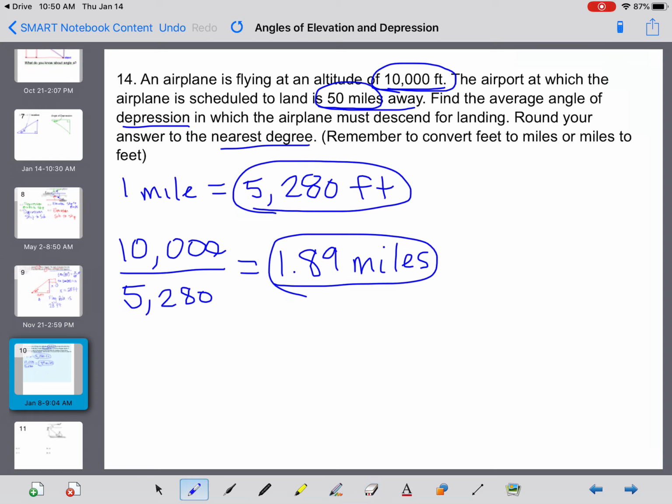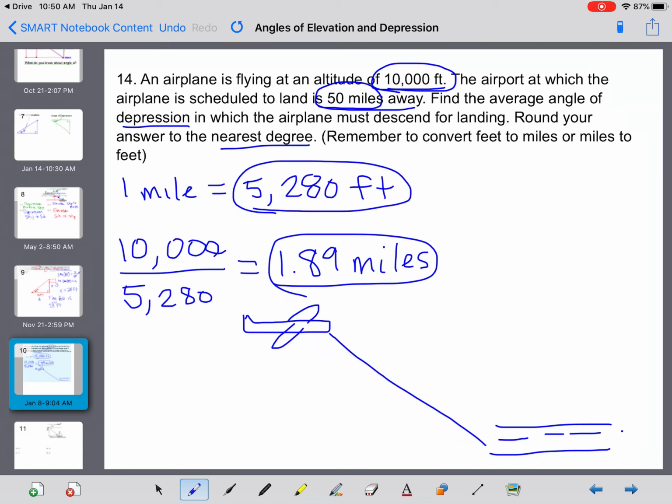So we've got an airplane. So here's our airplane flying up in the air at an altitude of 10,000 feet. The airport at which it's scheduled to land is 50 miles away. So I'm going to draw a little landing. The plane is going to have to descend to the landing spot.